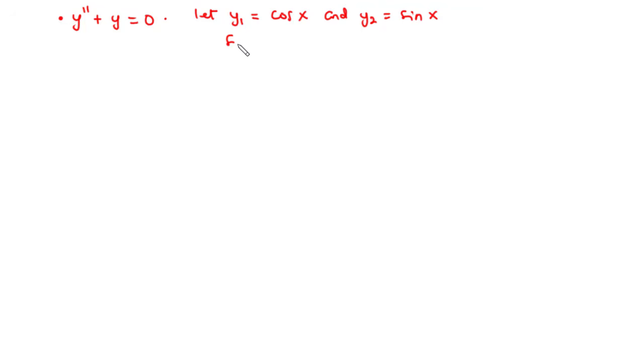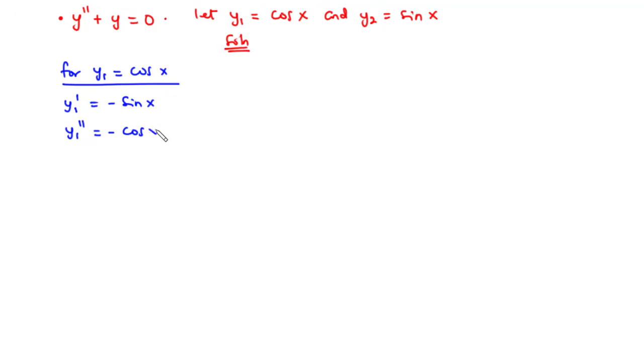So what we do is, firstly, for y1 equals cos x, we are going to find y prime and then y prime prime, because we have y prime prime here. So we have y1 prime, that is equal to, we differentiate this with respect to x, negative sin x. Now we have y1 prime prime, we differentiate negative sin x, we have cos x, and then we have the negative, so negative cos x.